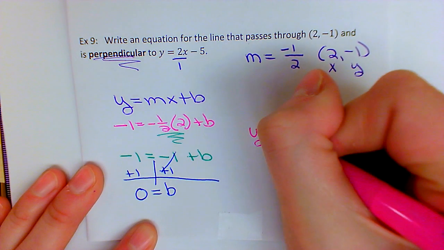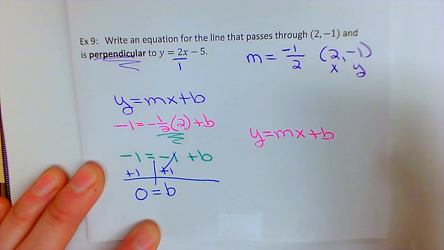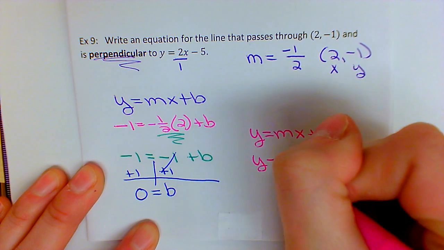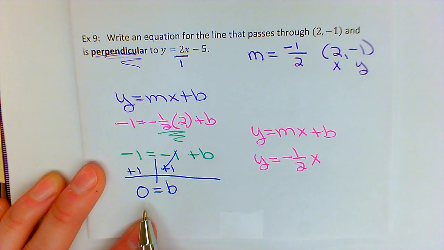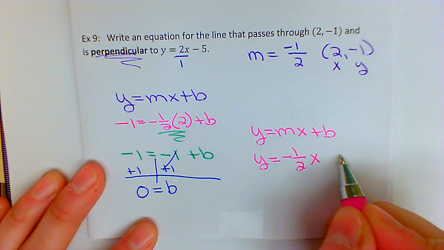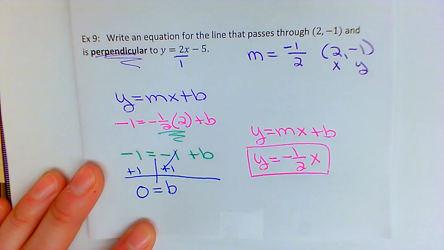So going back to my last step, I've got to look at y = mx + b. I know my slope is -1/2, so -1/2 x, and since my b is 0, I'm not going to bother putting plus 0. This would just be my answer.